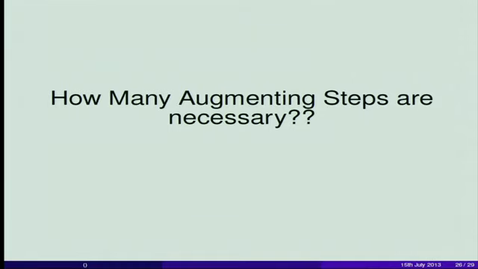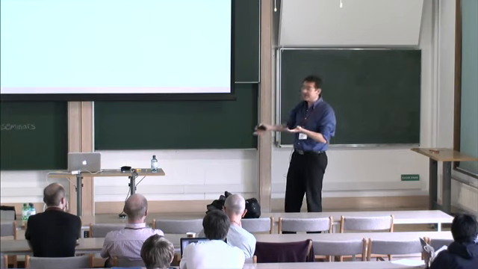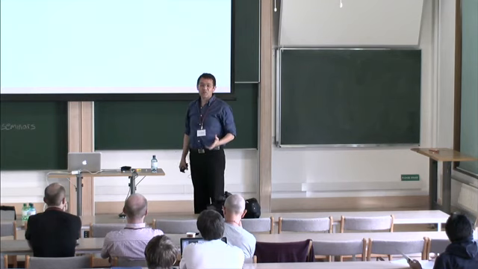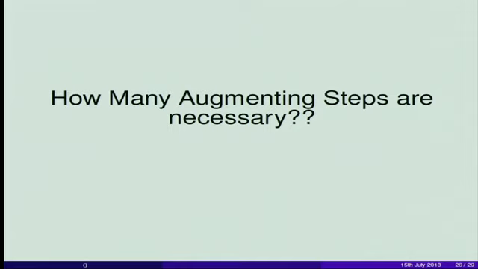Okay, so I talk about this augmentation process, right? You are pivoting from one integer solution to the next, to the next, very similar to the simplex method. And that's a very natural question: how many augmentation steps do you need to get to the optimal solution?